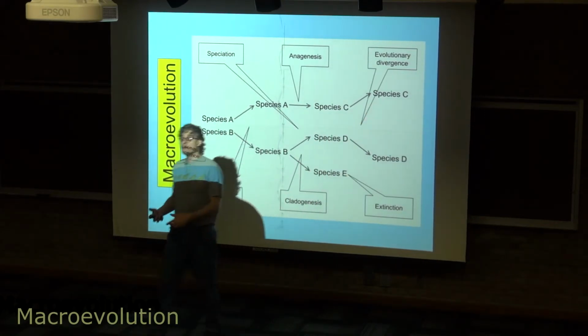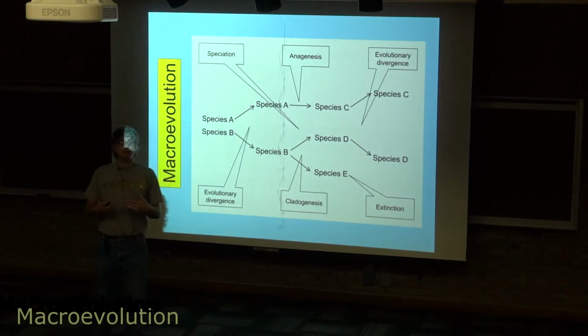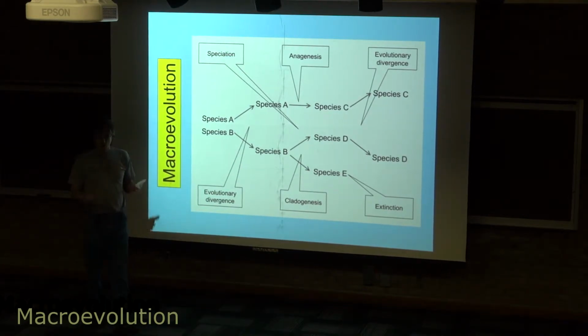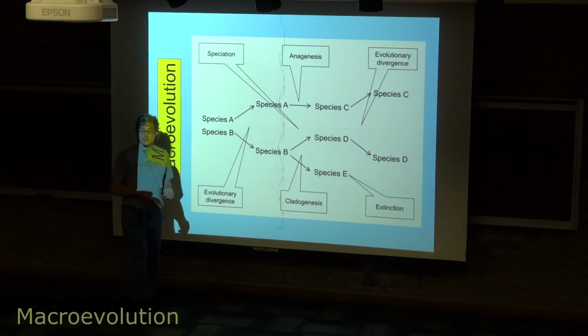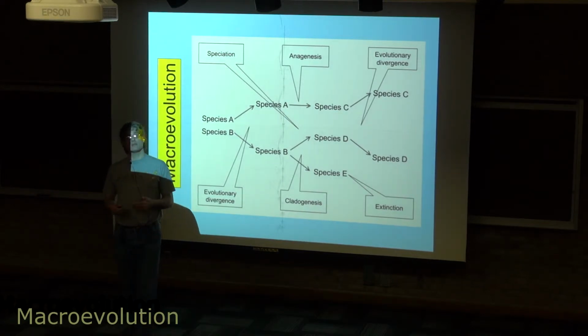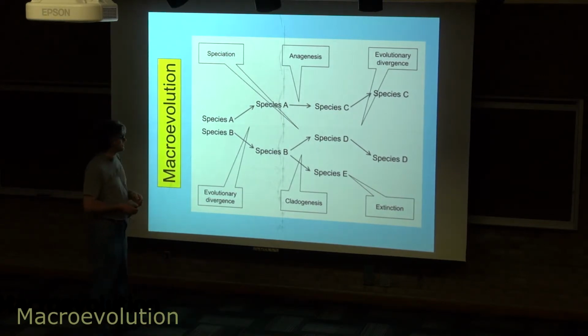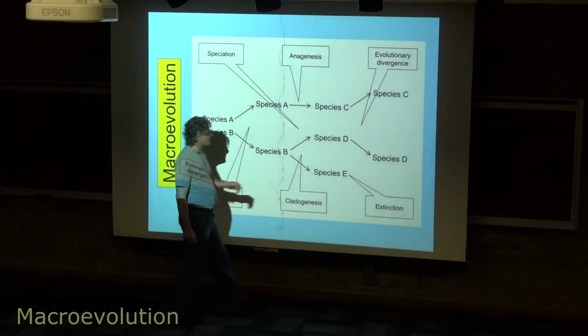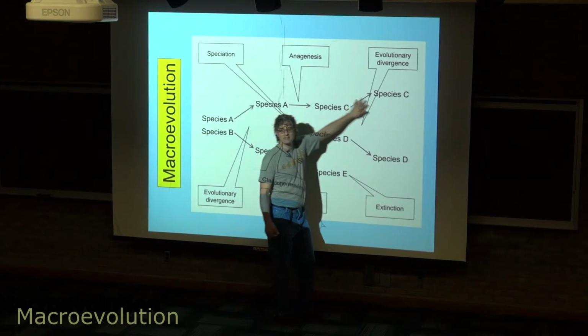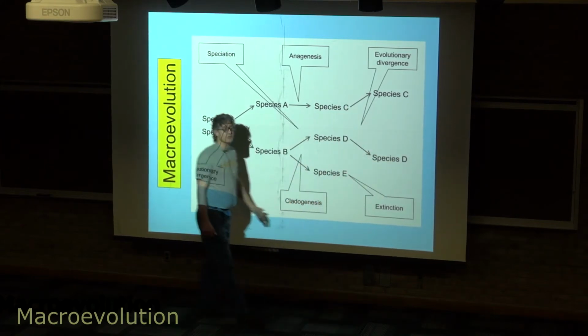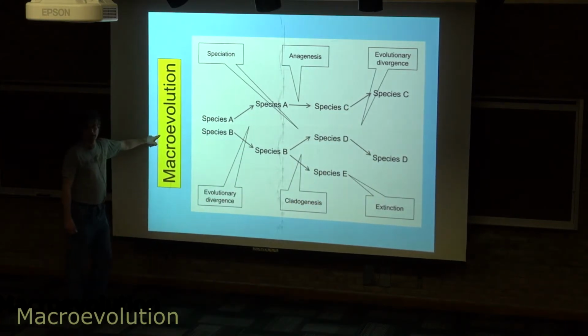So you've got these populations, you've got these species. The species can diverge. They can look different from one another. Their DNA can change. And they can also speciate. And when they speciate, they can give rise to a single new population, or they can give rise to more than one population. And they also can go extinct. And all of these various ideas are captured within the concept of macroevolution.